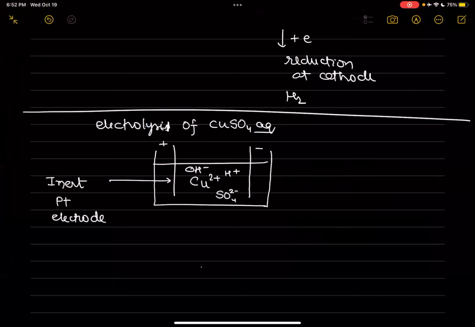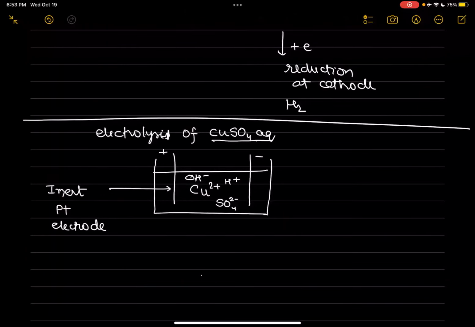So copper sulfate aqueous means copper sulfate dissolved in water. If you do the electrolysis, you have anode, you have cathode, right? At anode, oxidation is going to happen. OH minus gets oxidized easily. Think of OH minus as the oxide ion, O2 minus.